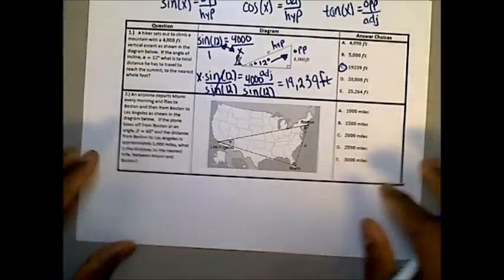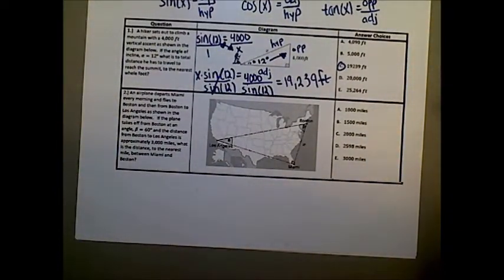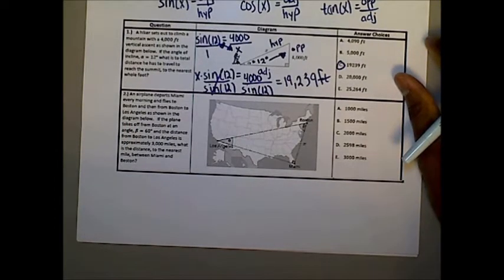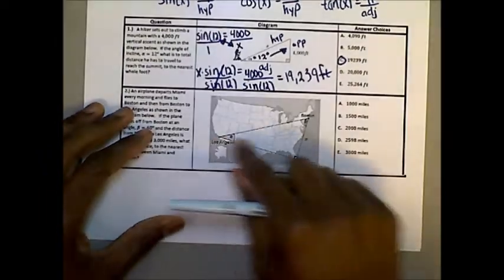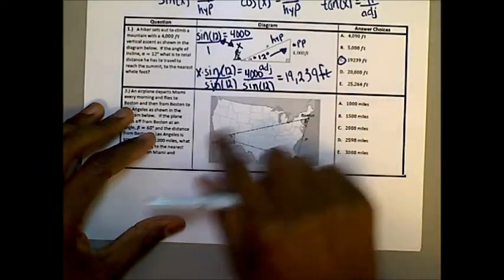An airplane departs Miami every morning and flies to Boston, and then flies from Boston to Los Angeles, as shown in the diagram below. If the plane takes off from Boston at an angle beta equals 60 degrees, and the distance from Boston to Los Angeles is approximately 3,000 miles, what is the distance to the nearest mile between Miami and Boston? So they're creating a nice little right triangle for us.